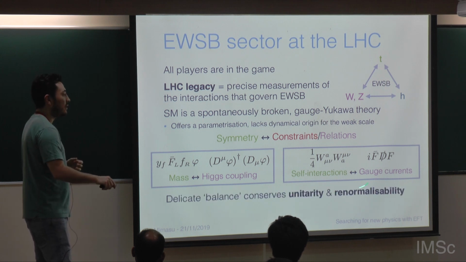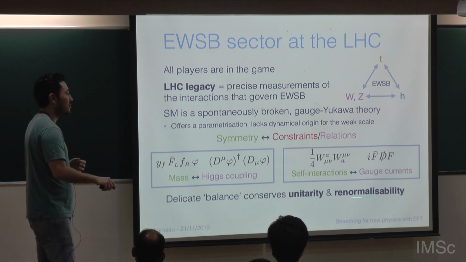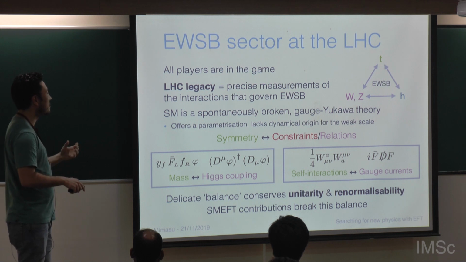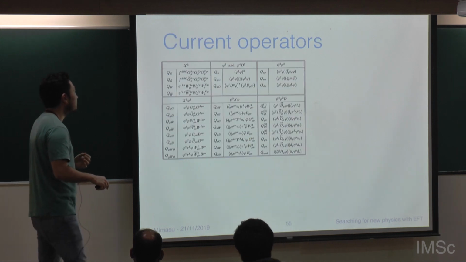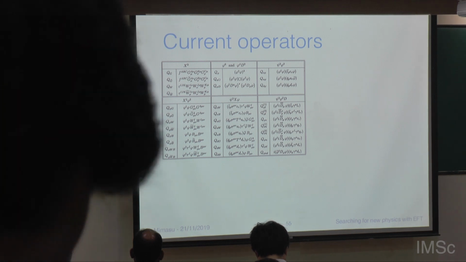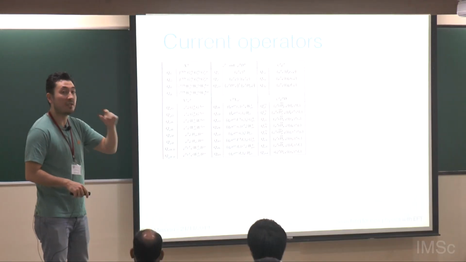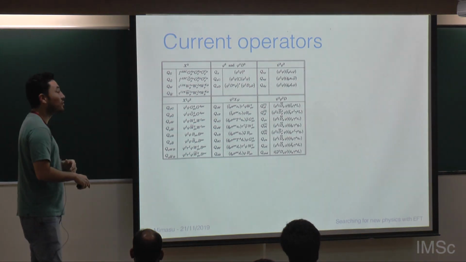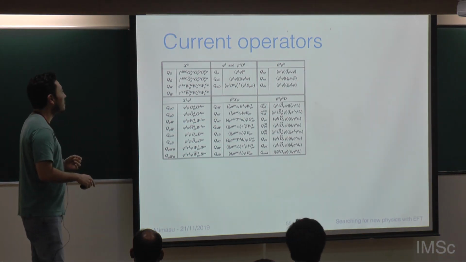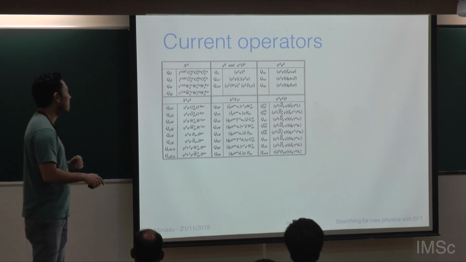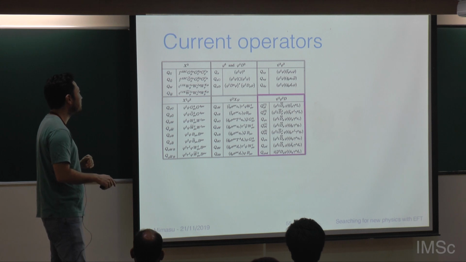And there's a delicate balance, as I mentioned earlier, which conserves unitarity and renormalizability. And so the SMEFT actually breaks this balance, and I think it's interesting to exploit this feature. But let me first take you through really just quickly what the effects of various operators are in a little bit more detail, to give you a flavor of what kind of things you can do, and then finish with a couple of applications of this information.